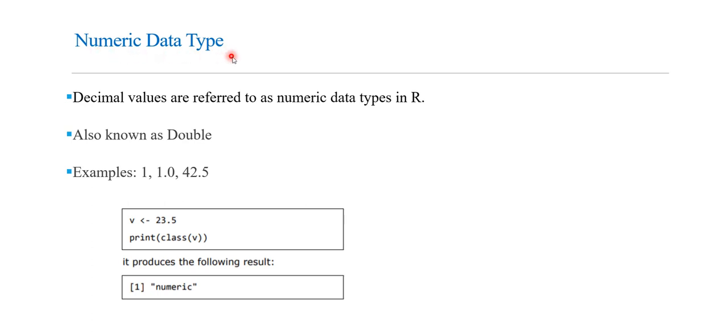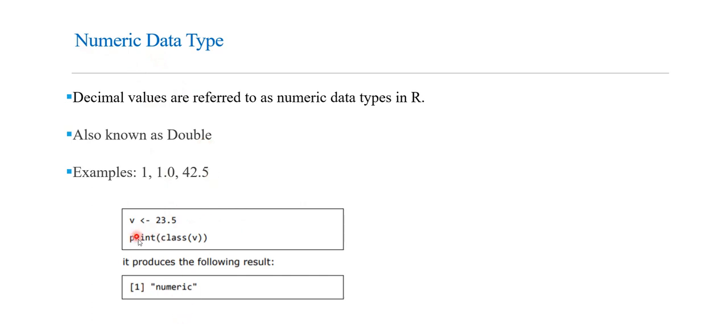The first data type is nothing but numeric. So numeric is nothing but decimal value. Any number with a decimal value will be considered as numeric. So this is also known as double. Okay, so 23.5 or 10.1 or 1.1 or 2.1. So any decimal value will be considered as numeric data type. So whenever you are assigning a decimal value to a variable, the data type of the variable is nothing but numeric.